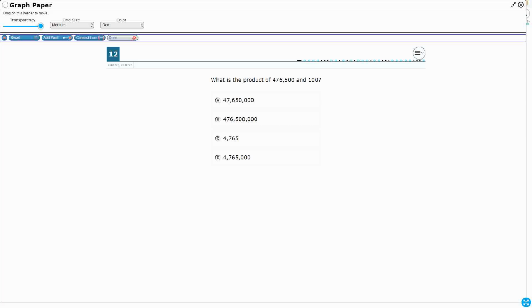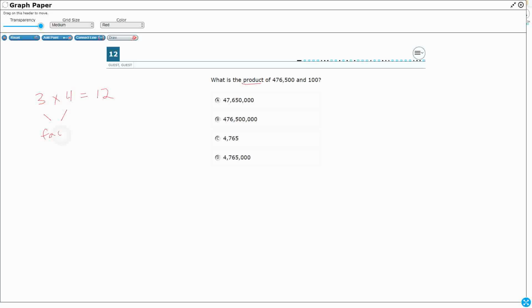All right, so first we've got this word that we need to make sure we understand. What is the product of? Hopefully we know that when we are dealing with a basic multiplication fact, these two terms that you multiply together are called factors. The answer to a multiplication problem is called a product. So when you are saying what is the product of, that means the answer to a multiplication problem of 476,500 and 100. That means these two are your factors.